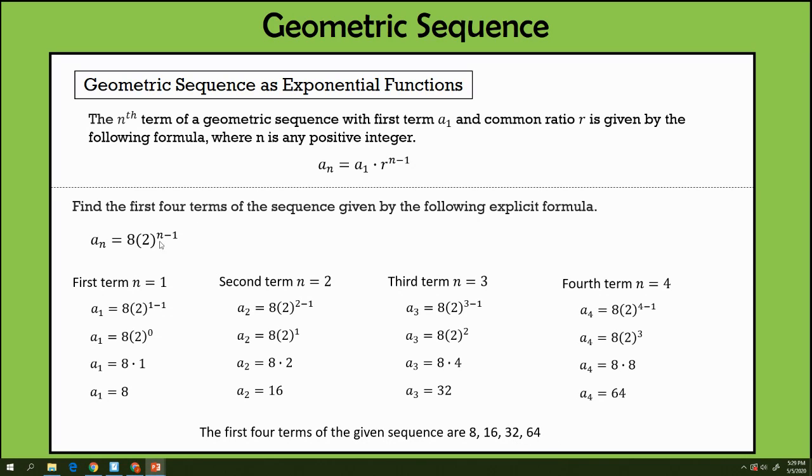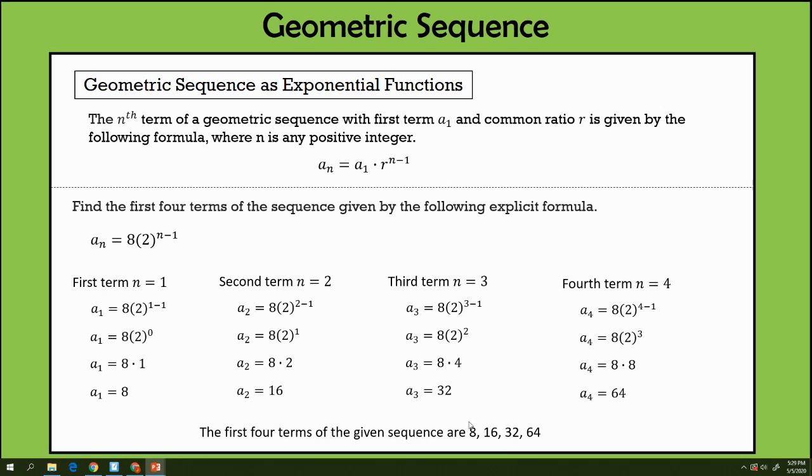Now take a second here. We knew the 8 represented the first term of the sequence, so we knew that that was going to be an 8. And we also can see here the common ratio is 2. That's what the number in parentheses represents. So that means we're going to multiply by 2 each time. So 8 times 2 is 16. 16 times 2 is 32. 32 times 2 is 64.